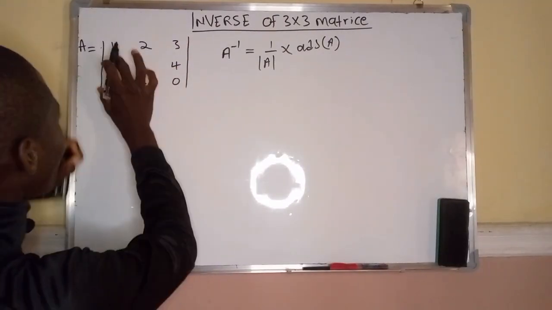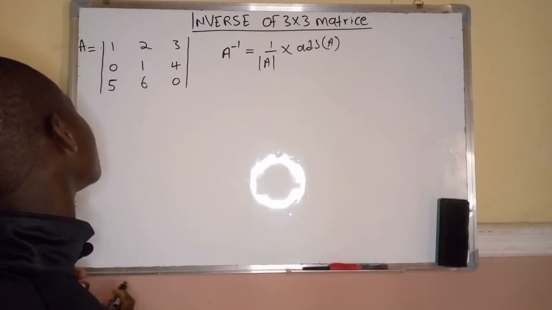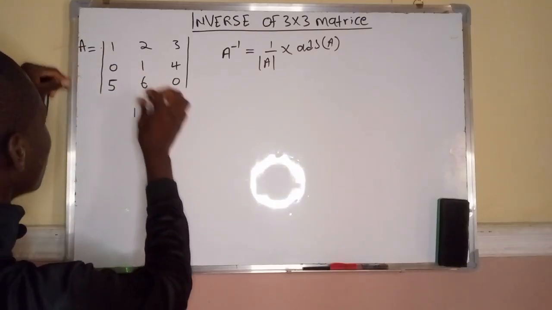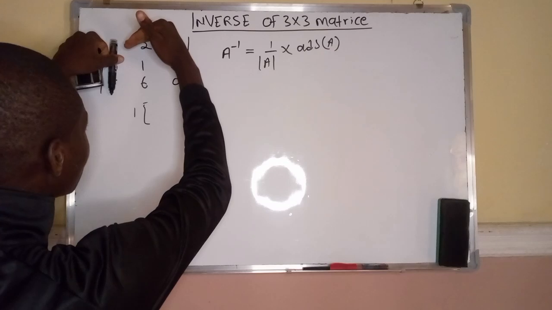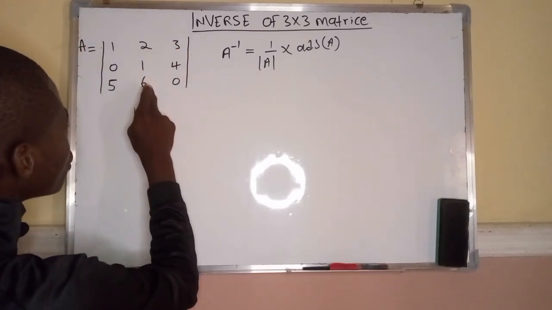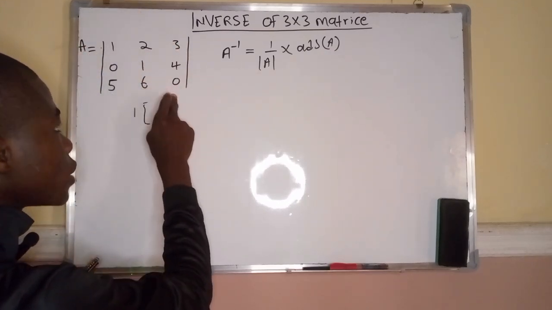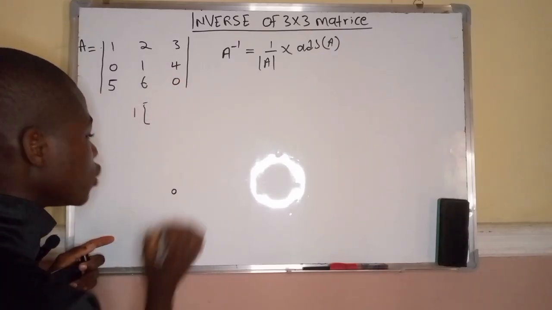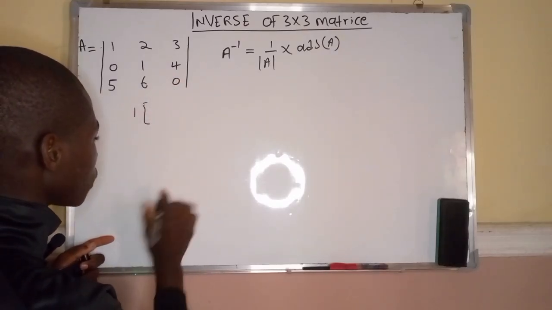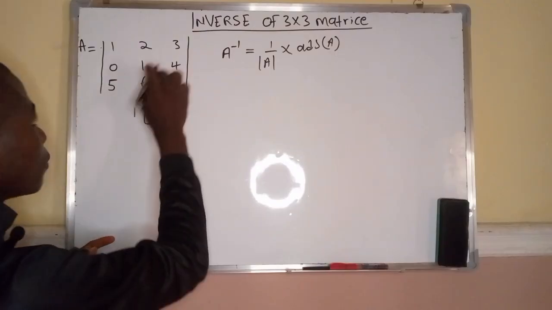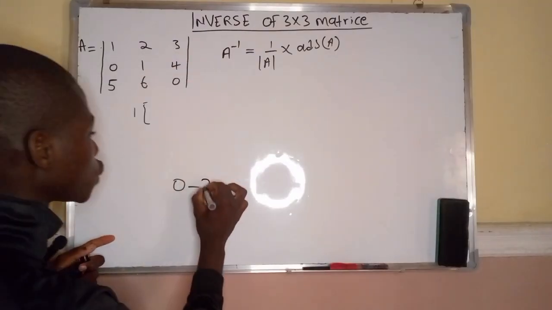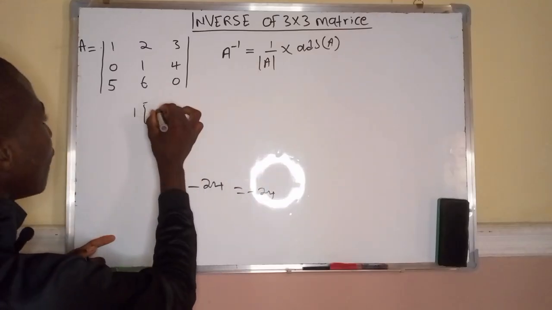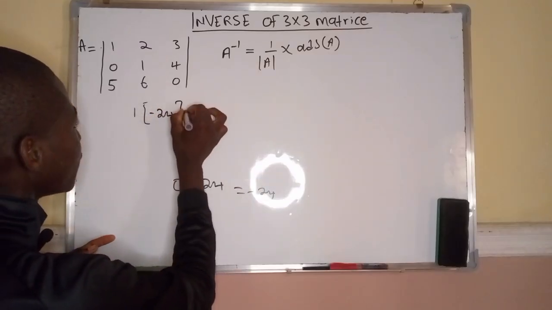So first we are asked to find the determinant of this matrix. How can we do it? We all know that 1 multiplied by, if you delete this row and this column, we are having 1, 4, 6 and 0. 1 multiplied by 0 is 0, and therefore minus 6 multiplied by 4, which is 24. So it is equal to minus 24.